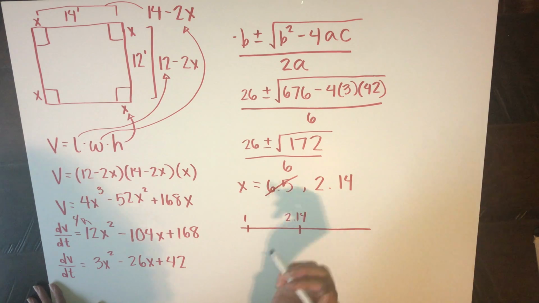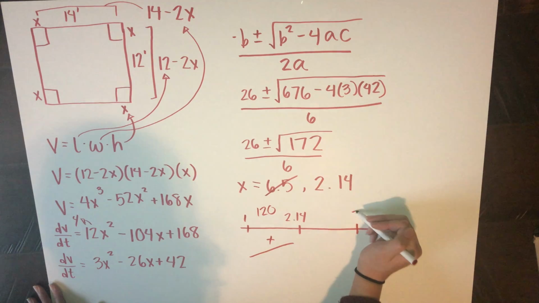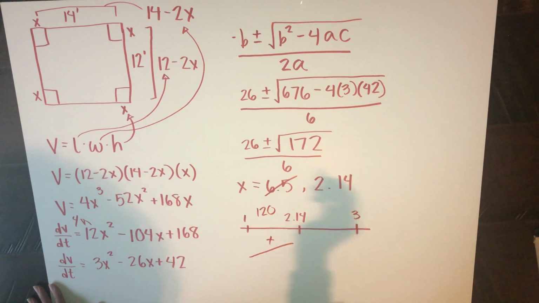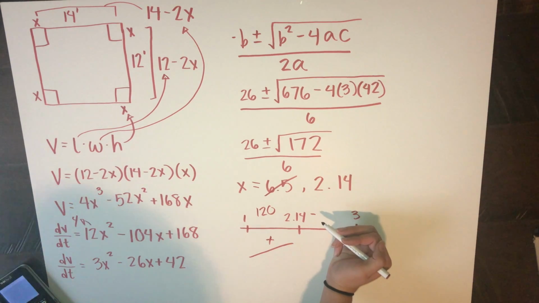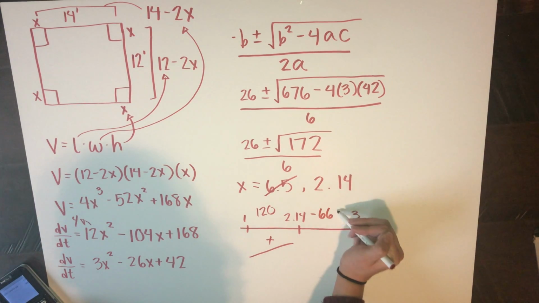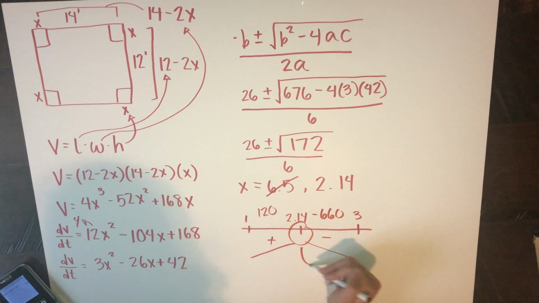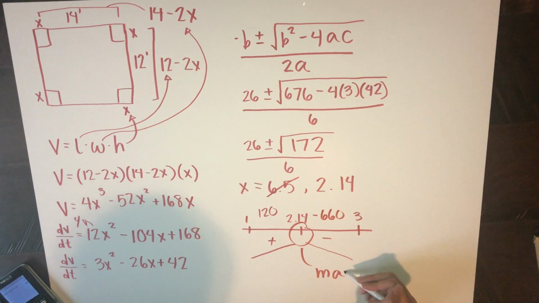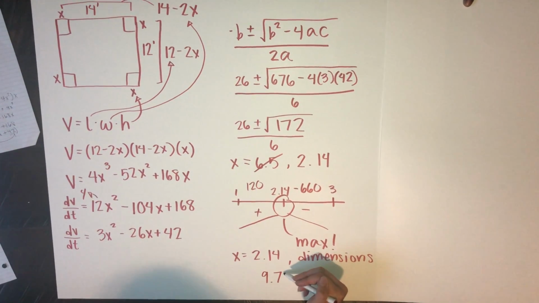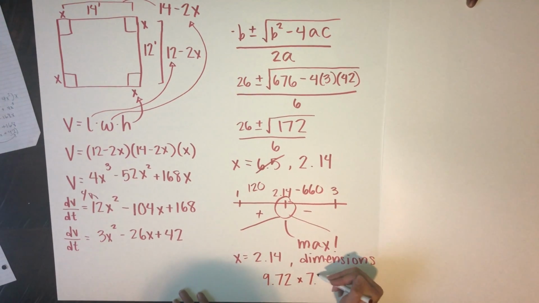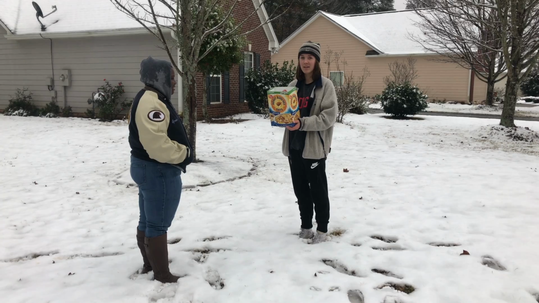Then we plug 1 into our derivative equation, and we get positive 120, and we plug 3 into the derivative equation, we get negative 660. This would give us 2.14 as our maximum. Now our new dimensions would be 9.72 feet by 7.72 feet by 2.14 feet.